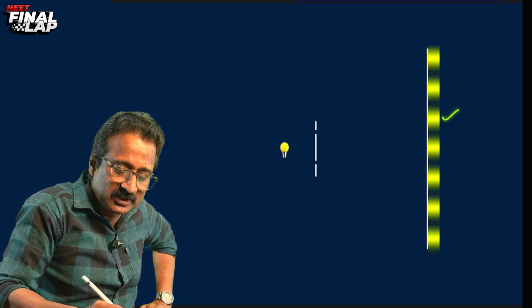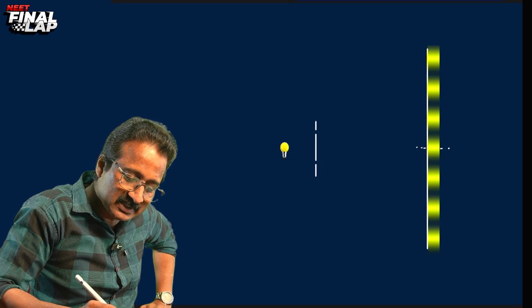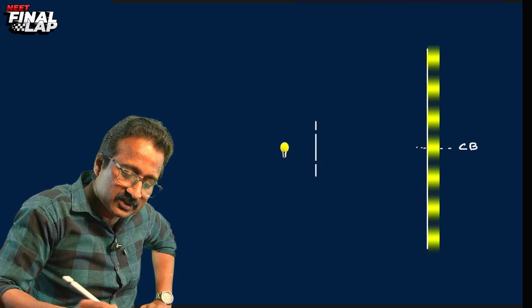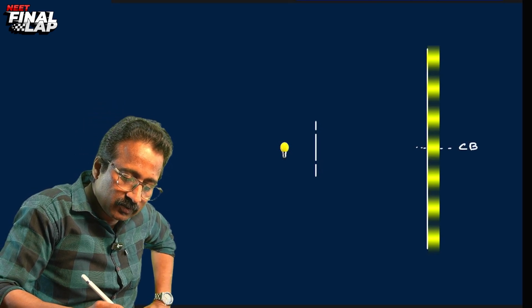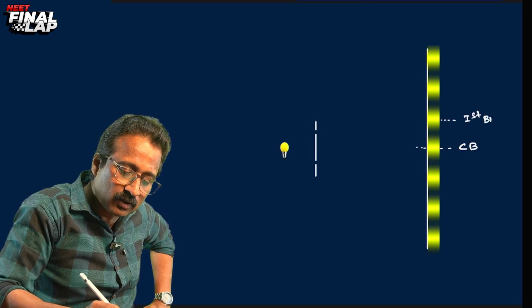Now what you see here is the second bright band. Okay, let me just show this. Actually central band. Okay, let me call it CB, central band. Now this one is supposed to be the first bright band. That's the way we must count it.